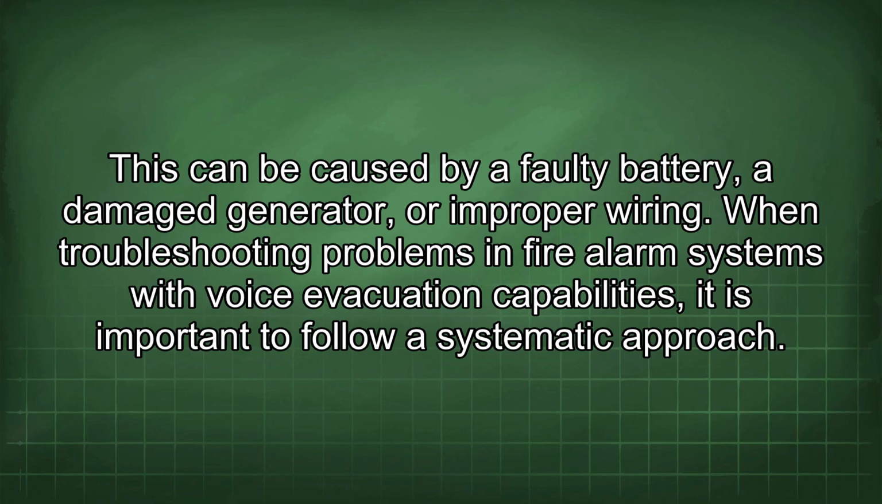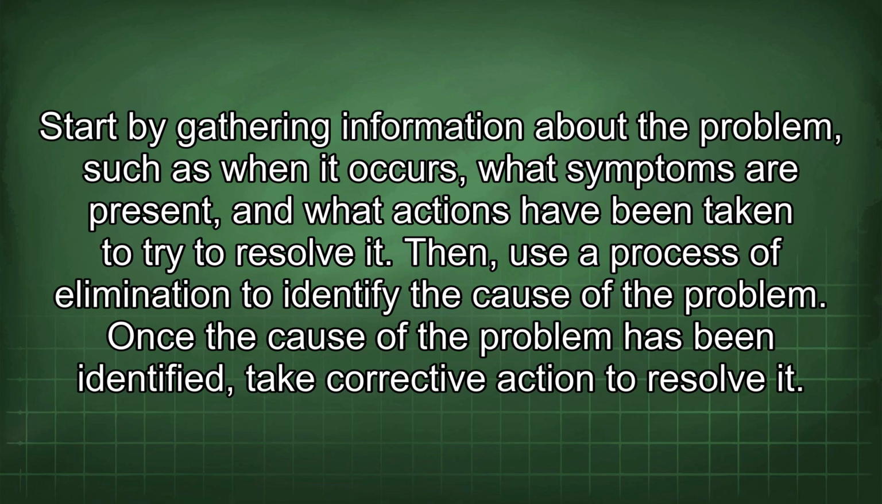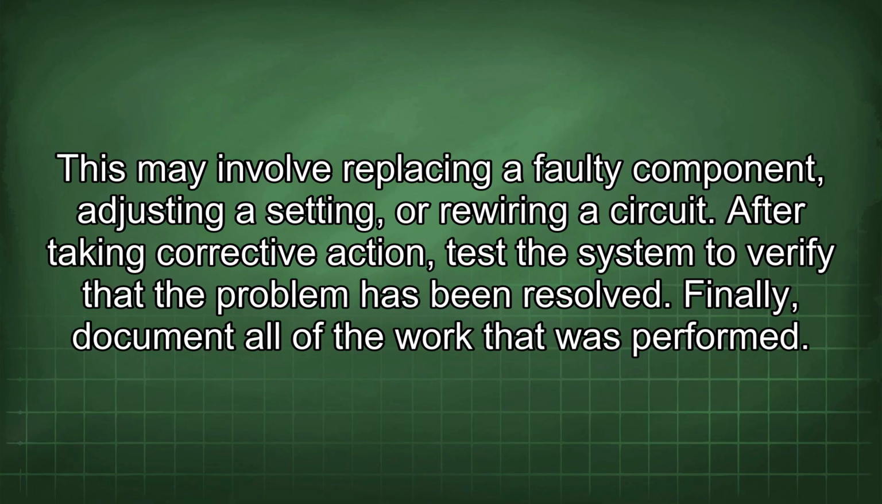When troubleshooting problems in fire alarm systems with voice evacuation capabilities, it is important to follow a systematic approach. Start by gathering information about the problem, such as when it occurs, what symptoms are present, and what actions have been taken to try to resolve it. Then use the process of elimination to identify the cause of the problem. Once the cause of the problem has been identified, take corrective action to resolve it. This may involve replacing a faulty component, adjusting a setting, or rewiring a circuit. After taking corrective action, test the system to verify that the problem has been resolved. Finally, document all of the work that was performed.